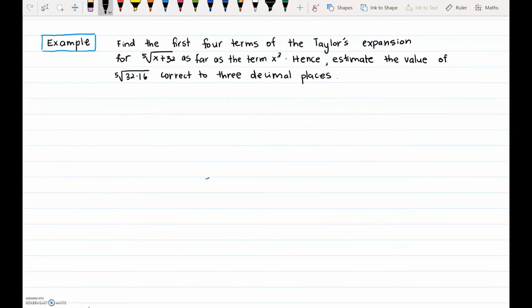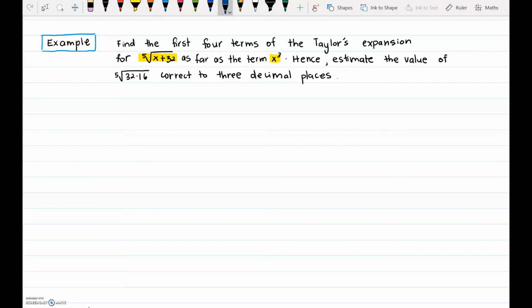Okay class, let's look at this example. Find the first four terms of the Taylor's expansion for root 5 of x plus 32 as far as the term x power of 3, and then hence estimate the value of root 5 of 32.16 correct to 3 decimal places. So in this case, we want to find the Taylor's expansion of this one, root 5 of x plus 32 as far as the term x power of 3.